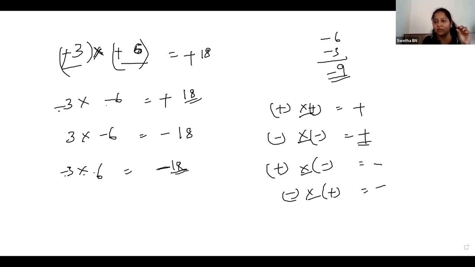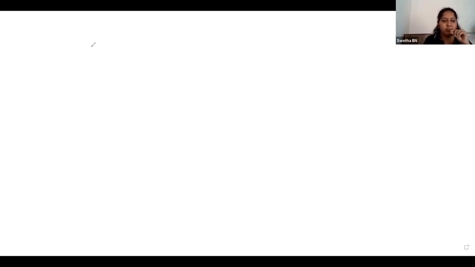Okay, I'll go to division. For example, plus 2 divided by plus 4. See, plus plus means you are dividing the number. 2 ones are 2, 2 twos are 4. So you will get 1 by 2 answer.